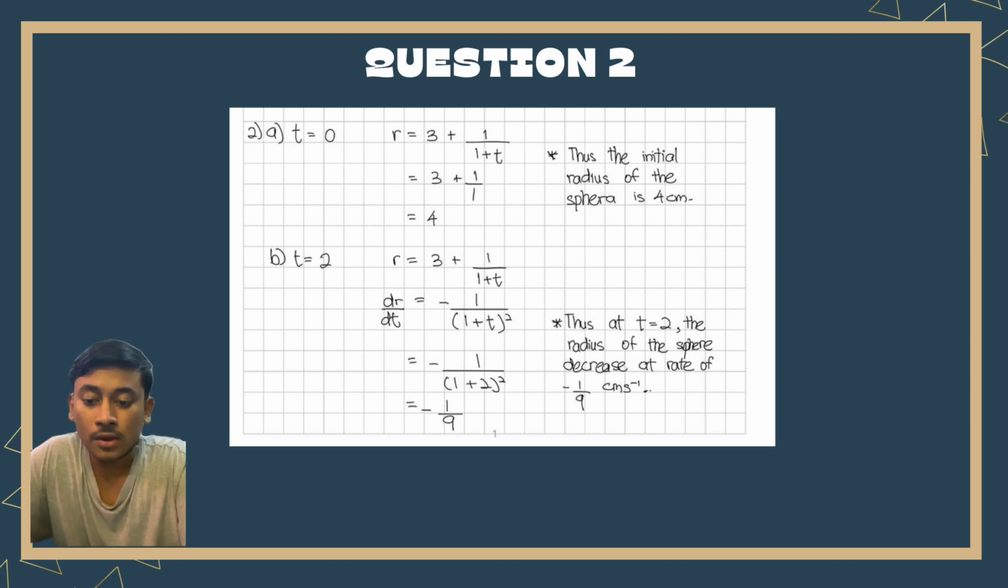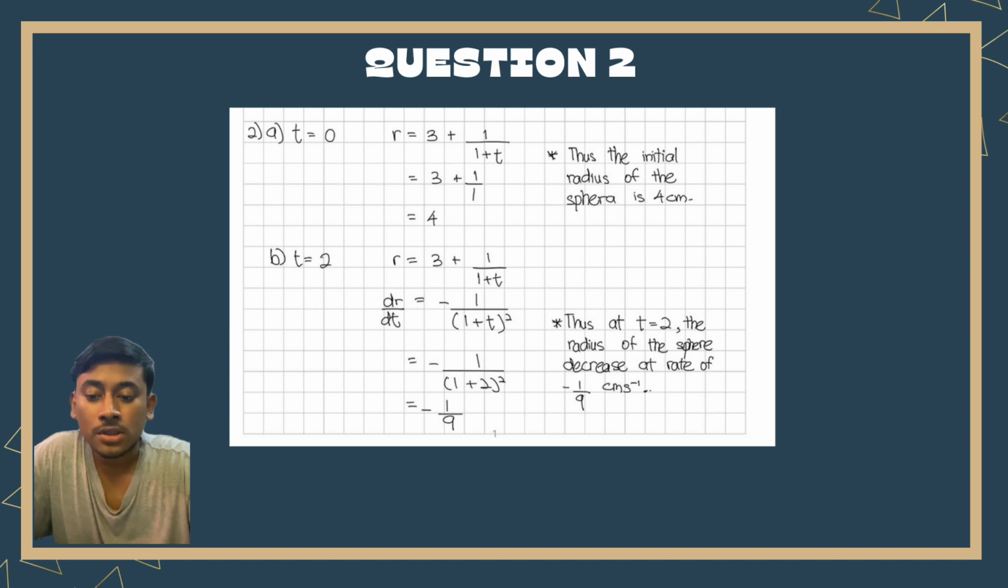For question 2a, what is the initial radius of the sphere? So t equals 0. We substitute t into the r equation, which is 3 plus 1 over 1 plus t, and we got 4. Thus the initial radius of the sphere is 4 cm.